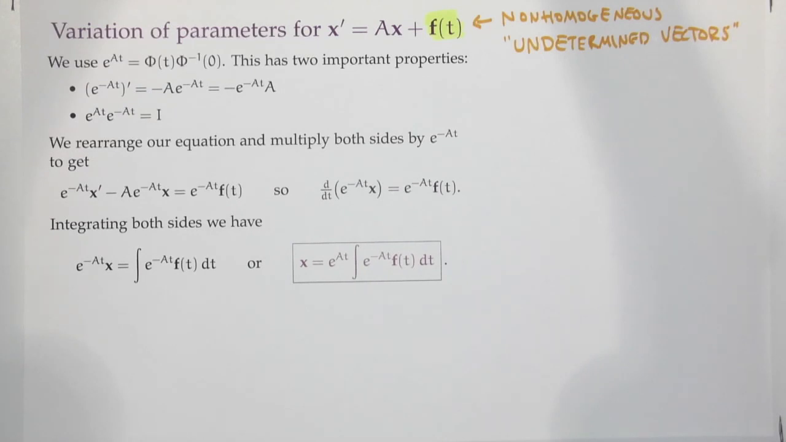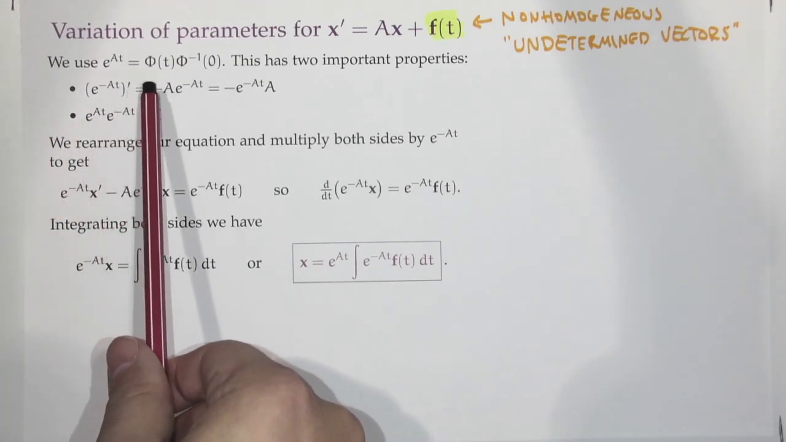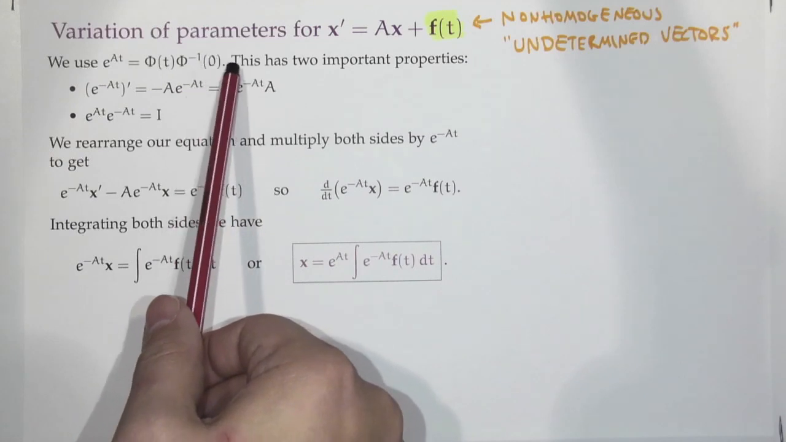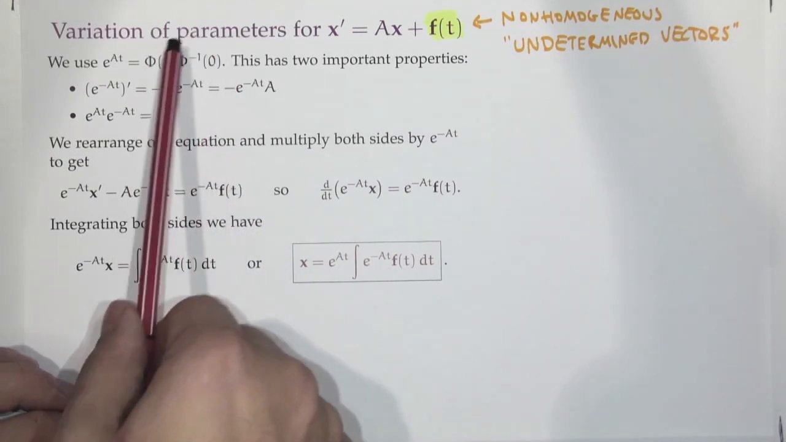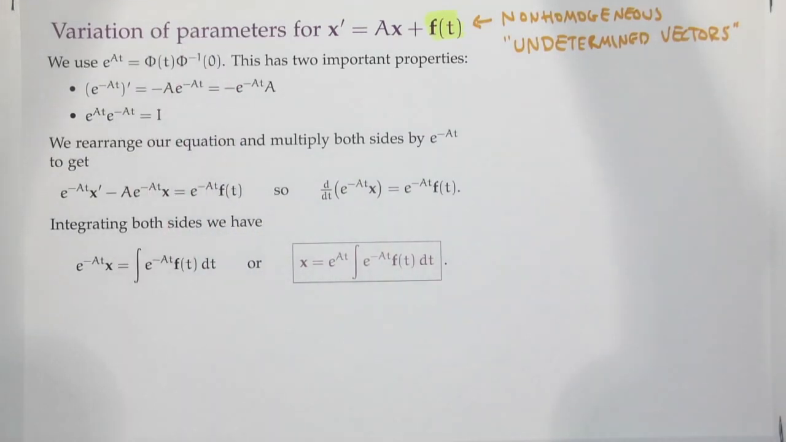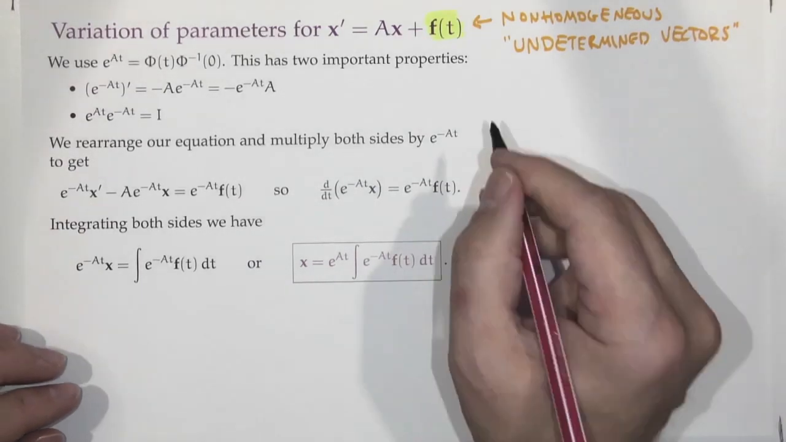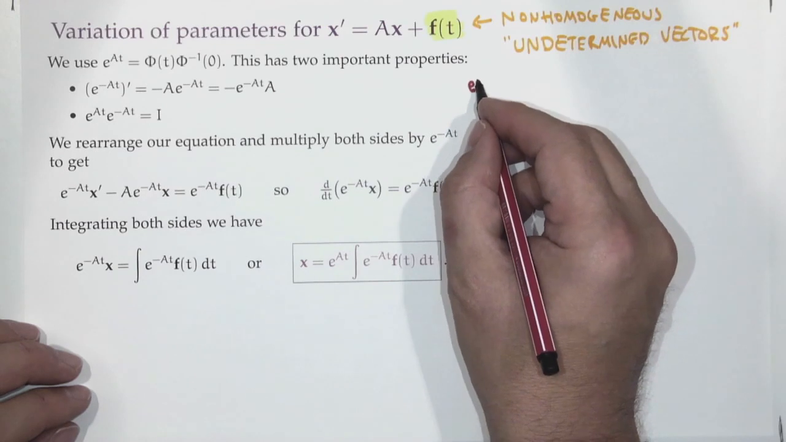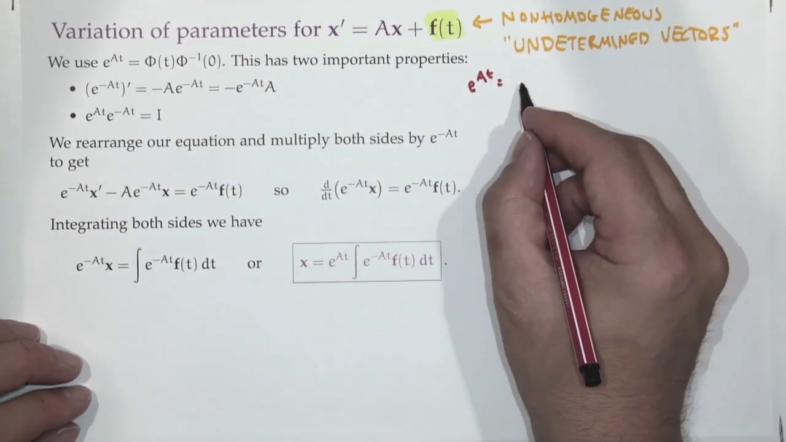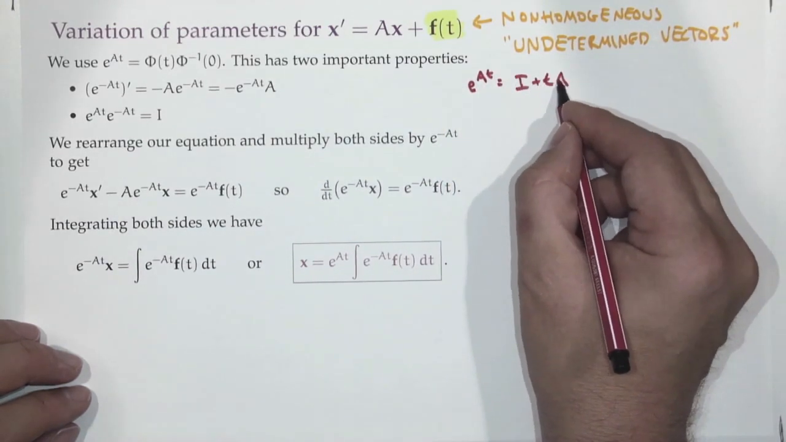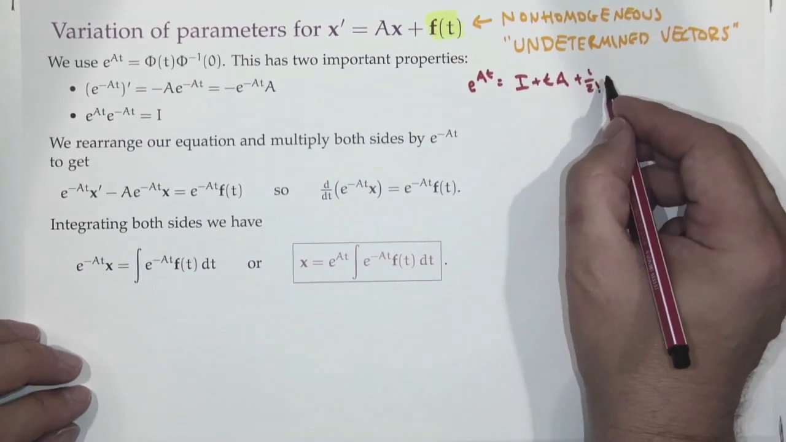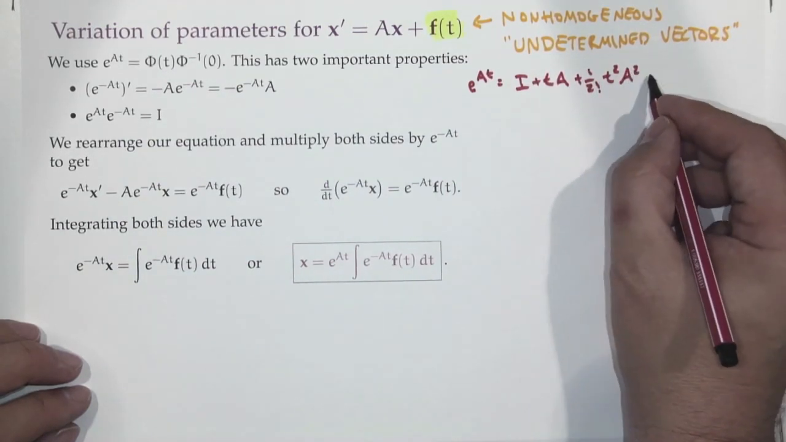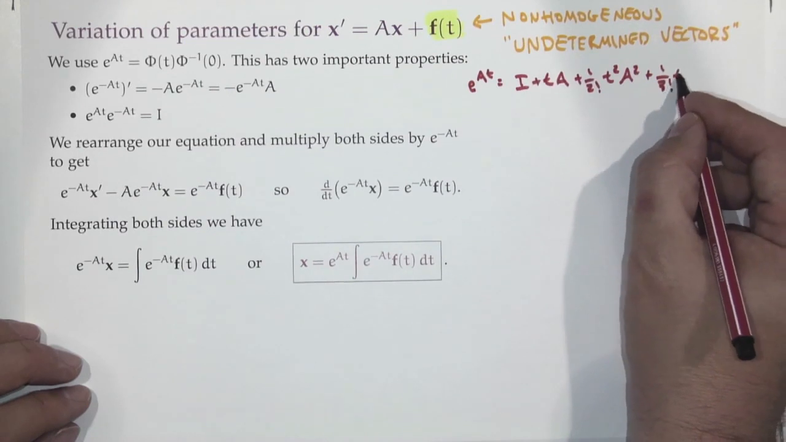It starts by saying e to the At, which we introduced as phi of t, phi inverse of 0. Well, this is a weird way to write this. This is phi of 0 to the negative 1 power. It's actually pretty nice. Remember, we had a different way of thinking about e to the At, namely it's the identity plus t times A plus 1 over 2 factorial t squared A squared, and so forth and so on.